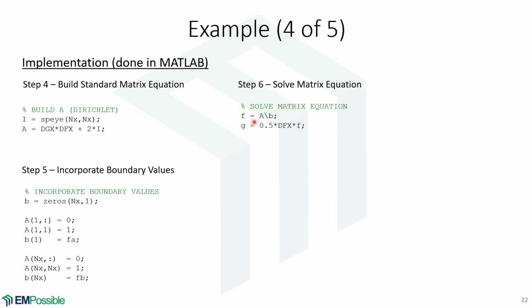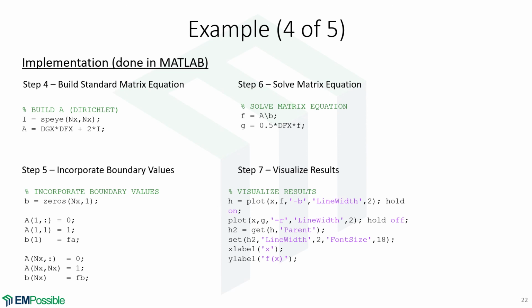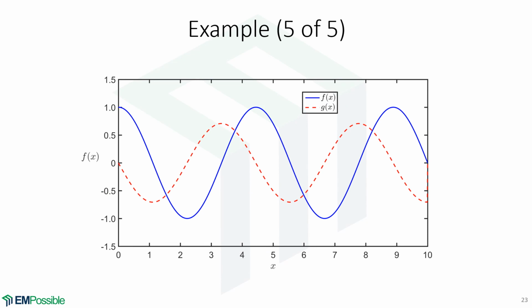Okay, once we have the answer for F, we'll go back to that original expression for G that we had, and this is the expression that we then substituted in to come up with one equation just in terms of F. Well, we can use this to calculate G from F. At this point, the problem's solved. So we may wish to visualize those results, and here's our answer. I've dressed it up a little bit.